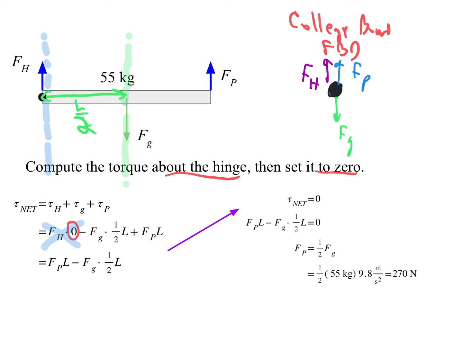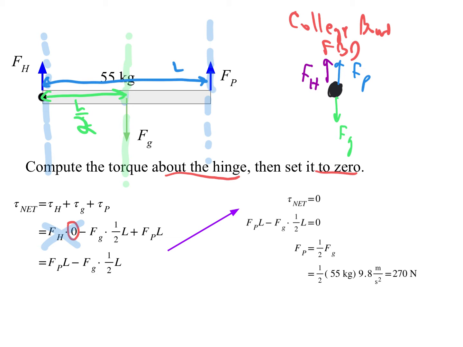And the pivot force has a line of action like that, so its moment arm is clearly this whole distance, which is L. So we get Fg times L over 2, and Fp times L.